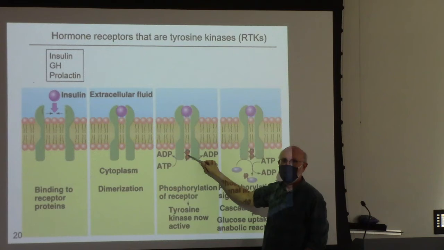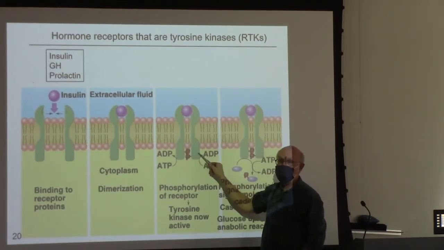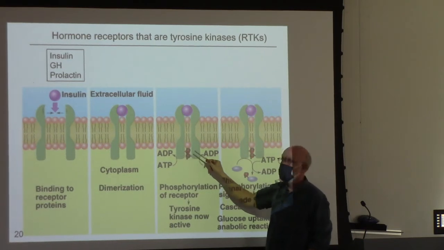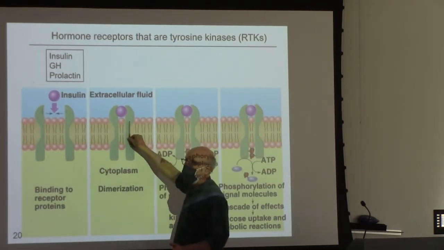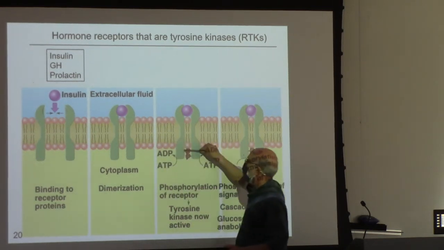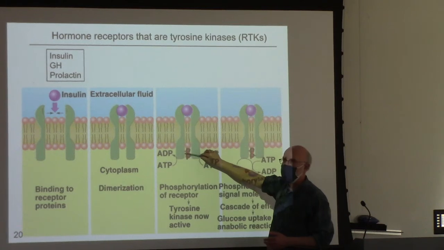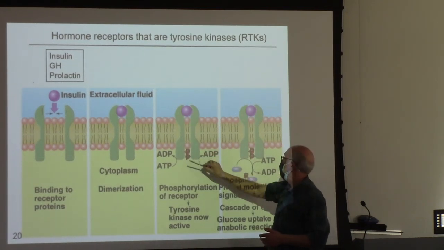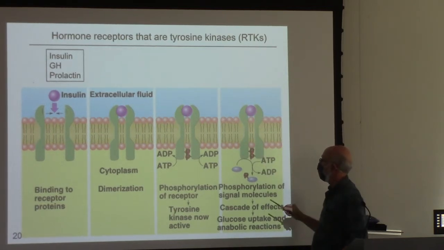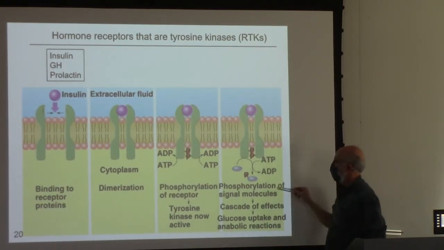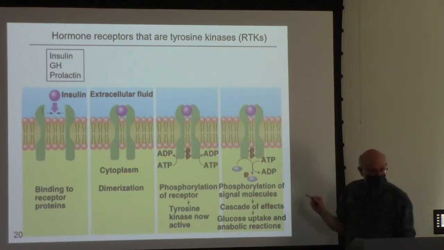Phosphorylation on tyrosines of the receptor subunits. So binding, dimerization, phosphorylation of the receptor subunits. That's what's shown here, phosphorylation of the receptor subunits. And then a whole cascade of effects.